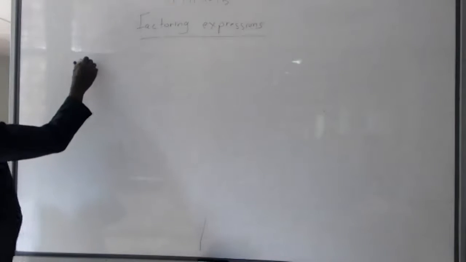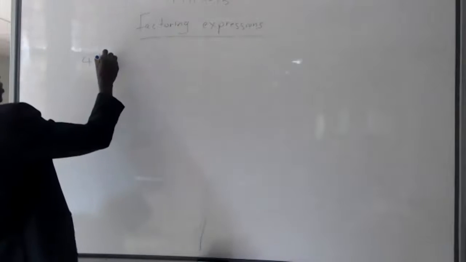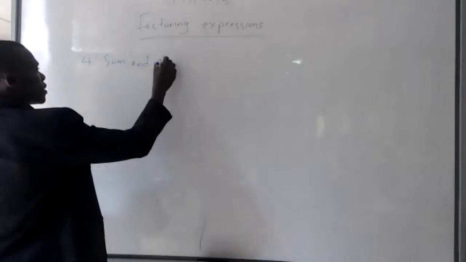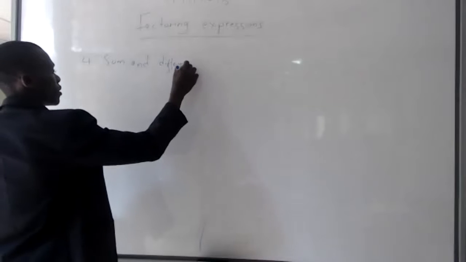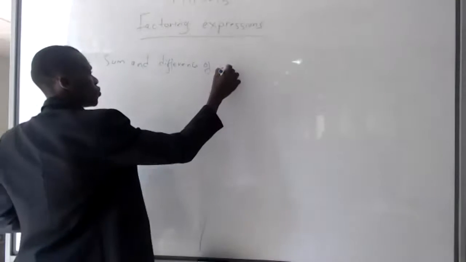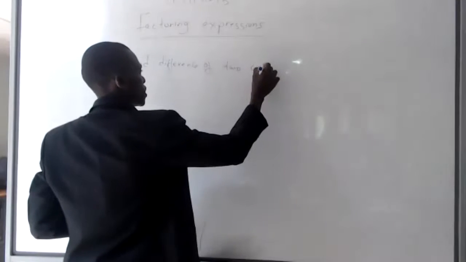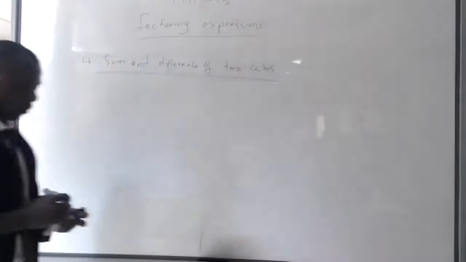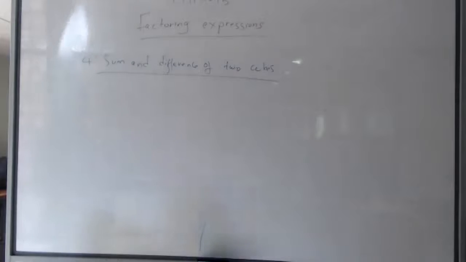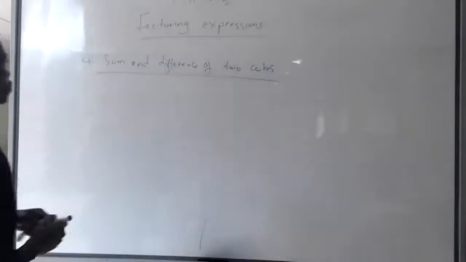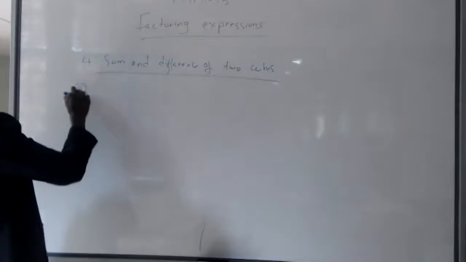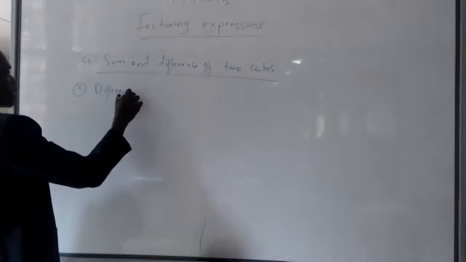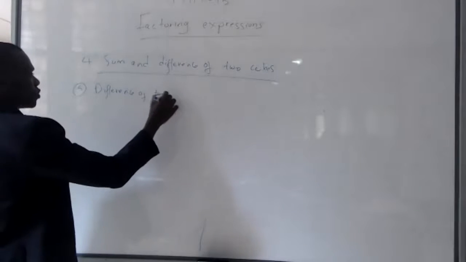That was number 3. Number 4, actually handle them together. Sum and difference of 2 cubes. So we have just dealt with the difference of squares. Now we look at sum and difference of 2 cubes. So firstly, because we have dealt with the difference before, let's look at difference of 2 cubes.